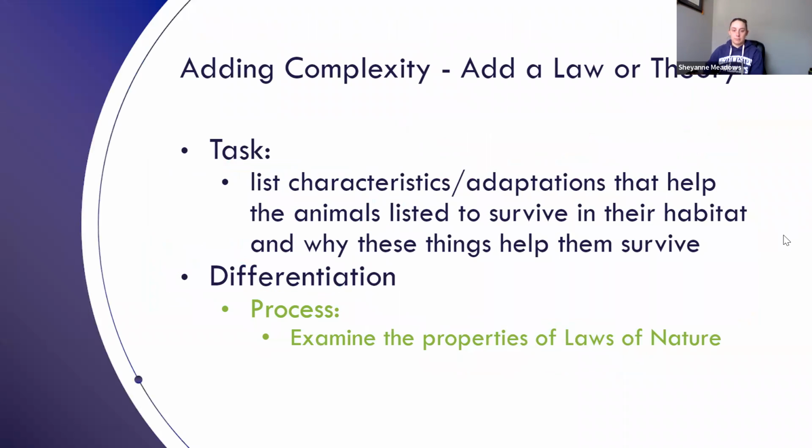Another example, this is more towards elementary science. If you're teaching a lesson that is one of the basic standards, list characteristics or adaptations that help animals survive in their habitat and how that helps them survive. And so again, instead of that rote memorization and just listing off the adaptations, for your high ability students, ask them to examine the laws of nature.